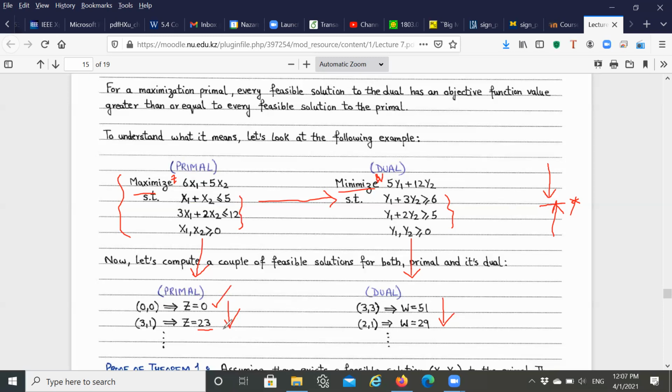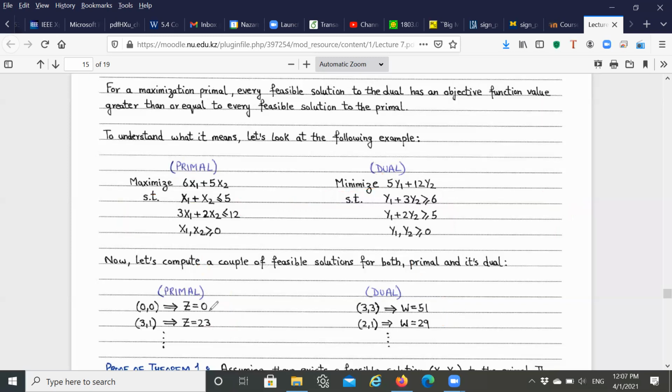So the primal is trying to go towards the optimal solution from the bottom, and the dual is trying to get to the optimal solution from the top. So the dual is an upper bound, and the primal is a lower bound. Is it clear? Yes. Everyone? Yes. Good.